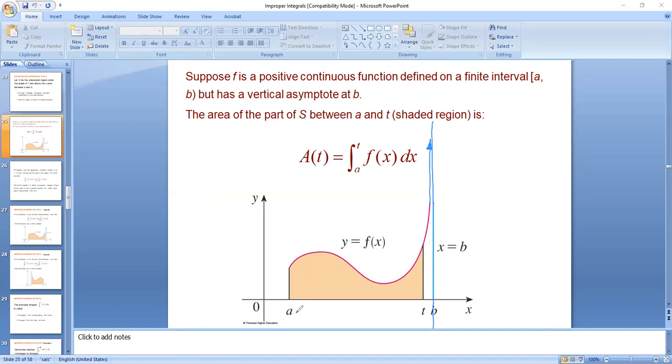So a is not infinite, b is not infinite, so it cannot be categorized under type 1, wherein any or both limits of integration are infinite. Okay? Now I will clear my markings here and proceed to the next slide.